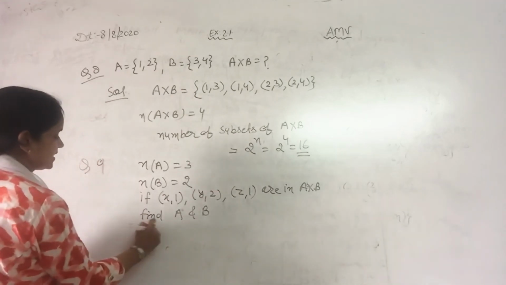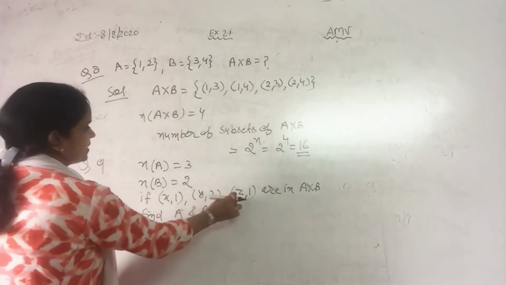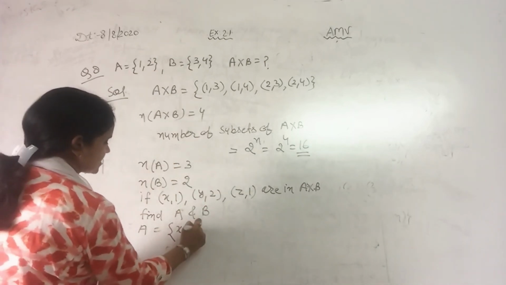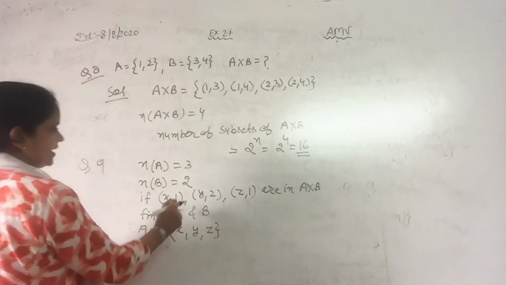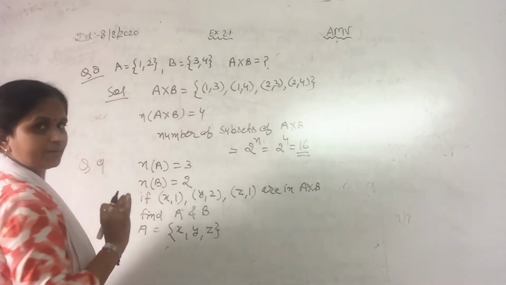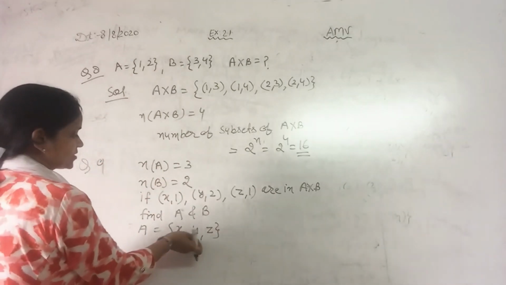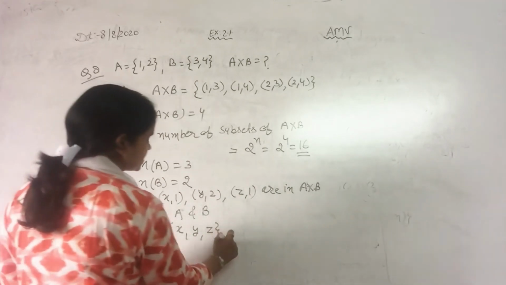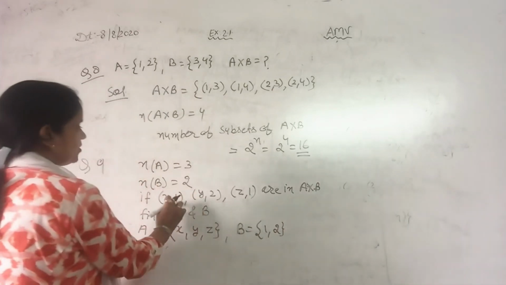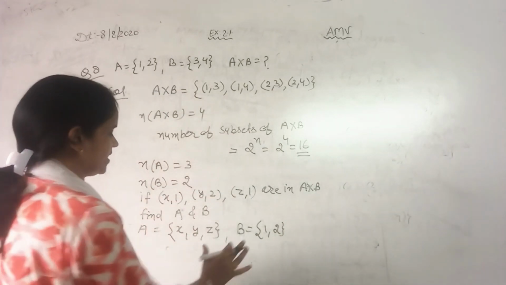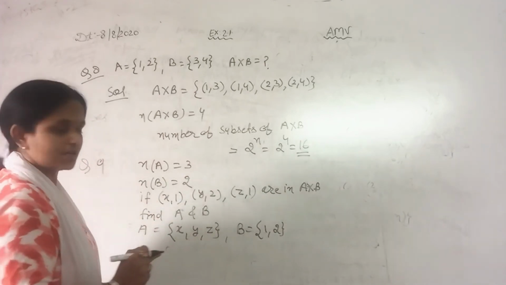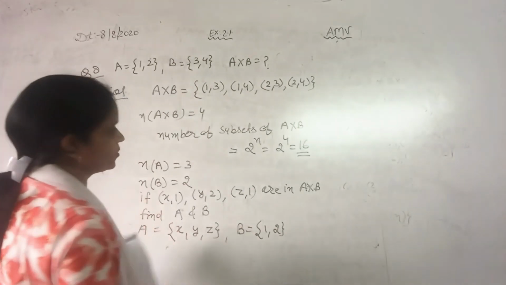Very simple. The first elements are from set A. So set A is {x, y, z}, and the second elements are from set B. It is given that the number of elements of set A is 3, and x, y, z are also 3 elements. So B will be {1, 2}. In a set, don't repeat the elements, write only once. And it is given that set B has two elements. So the elements are 1 and 2 only.